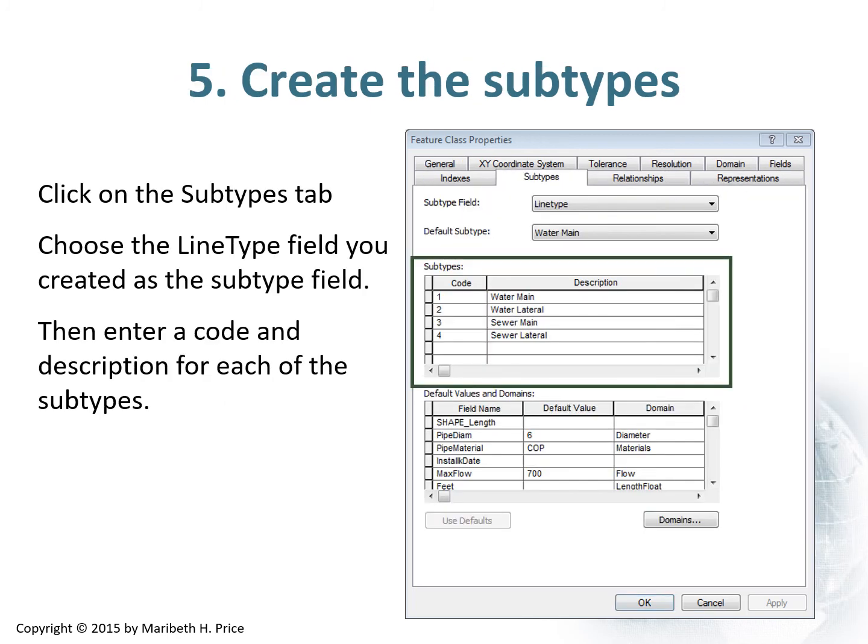You can click on the Subtypes tab and then choose Line Type Field and create the subtype field, and then enter a code and a description for each of the subtypes, so that when you go to draw, you can tell what it is. Is it a 1, 2, 3, or 4? Is it a water line, a water main, etc.?